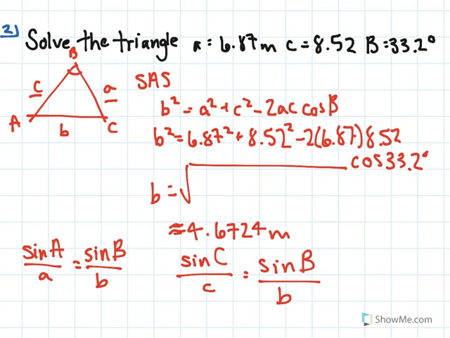So this is just going to be a simple matter of plugging in our values and solving, and if we do that, we end up finding that A is equal to approximately 53.6 degrees, and from there we could just subtract 33.2 degrees and 53.6 degrees from 180, and we'll find that C is equal to approximately 93.2 degrees.